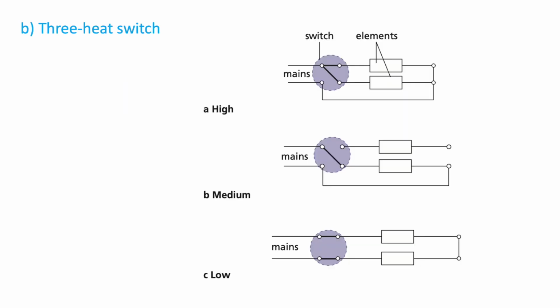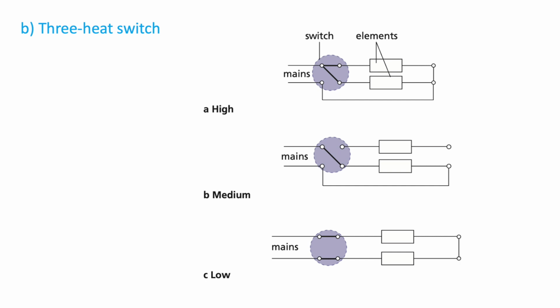3 heat switch. Heat switches are used in electric iron and electric cooker. When resistors are connected in series, the effective resistance is very high. But if we connect resistors in parallel, the effective resistance is low. This principle is used in the 3 heat switch.